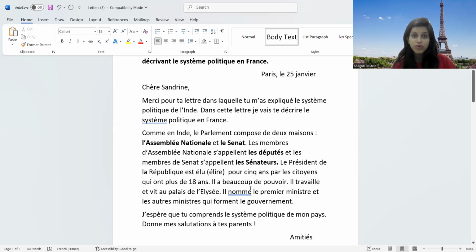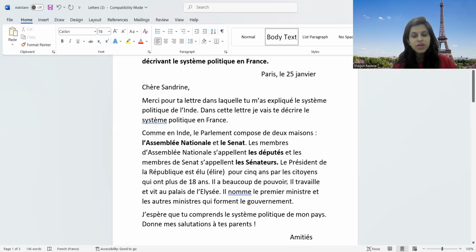Il a beaucoup de pouvoir. He has a lot of power. Il travaille et vit au Palais de l'Élysée. He works and lives in the Palais de l'Élysée. That's the place where he lives and works.